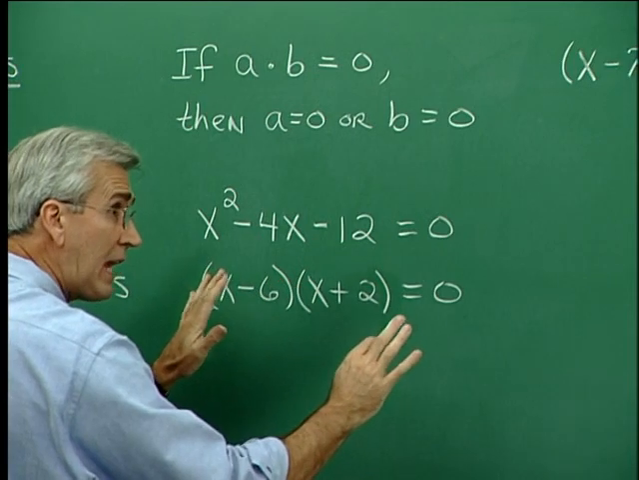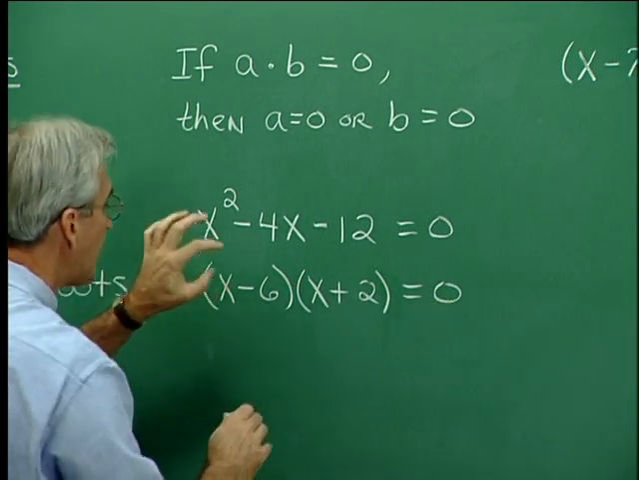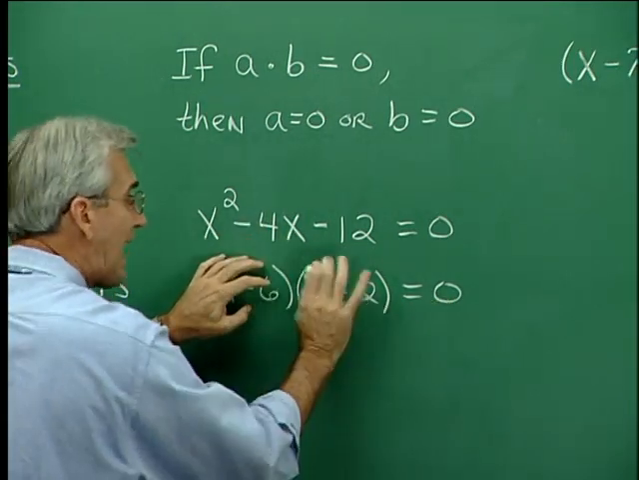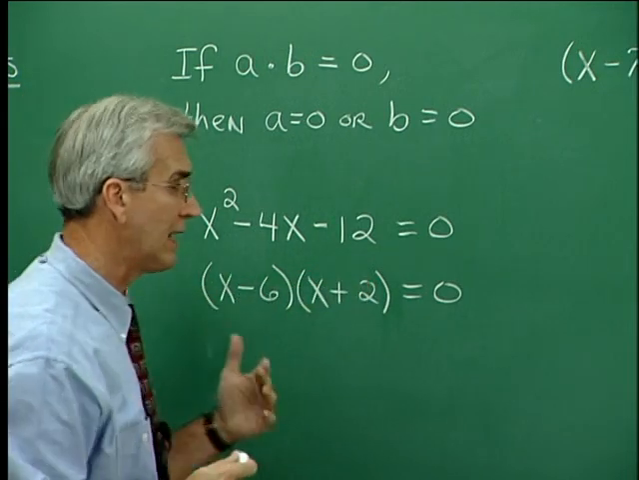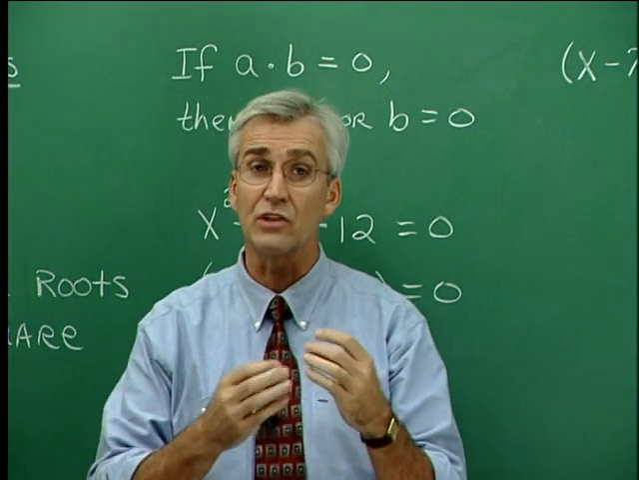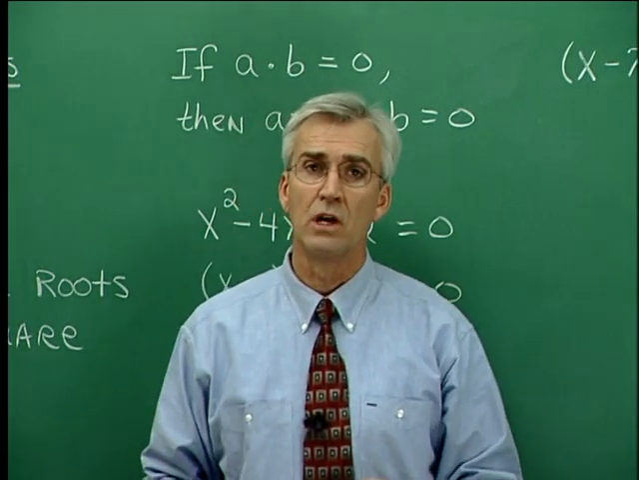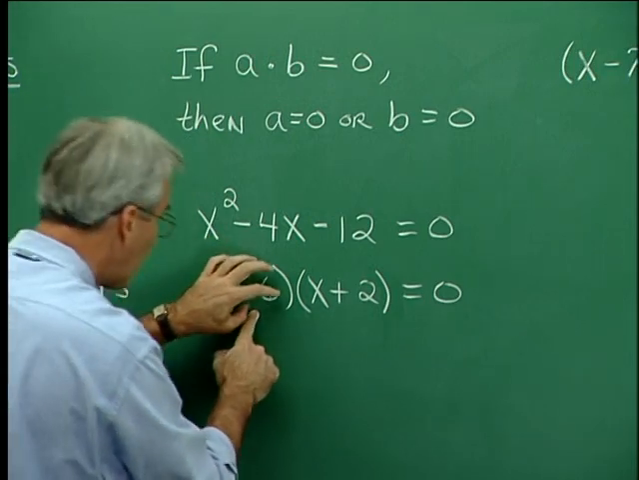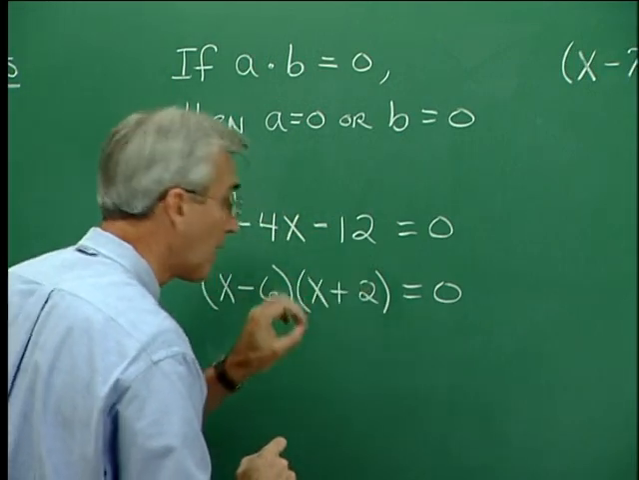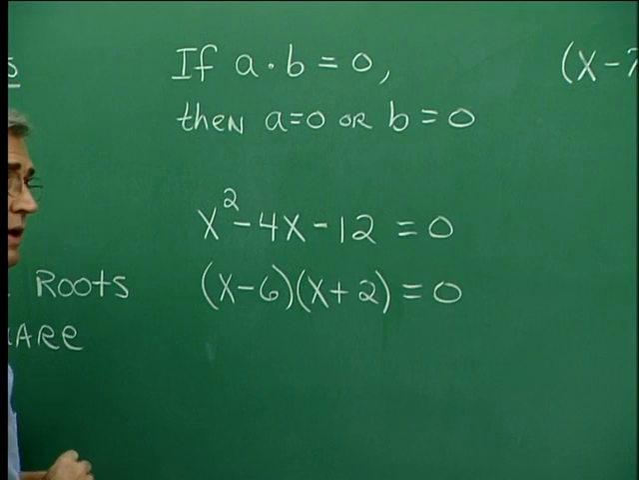So it must be the case, for this to be true, that either this factor is 0 or that factor is 0. And all we're doing in finding a solution is finding the value of the variable that causes the statement of equality to be true. So if we can find a value of x that will cause this factor to be 0 or this factor to be 0, then we have solutions to the equation.